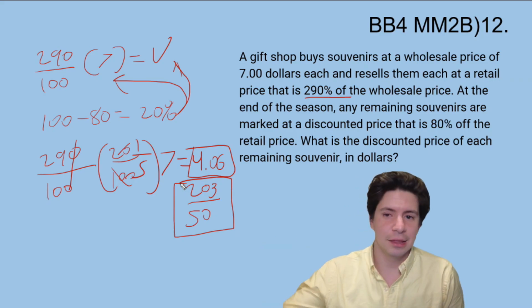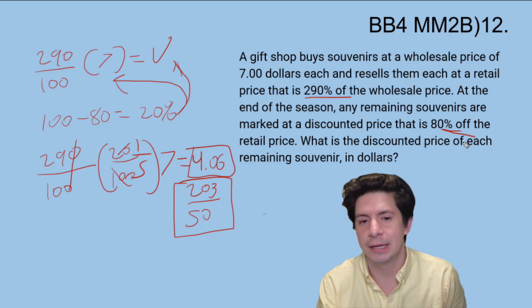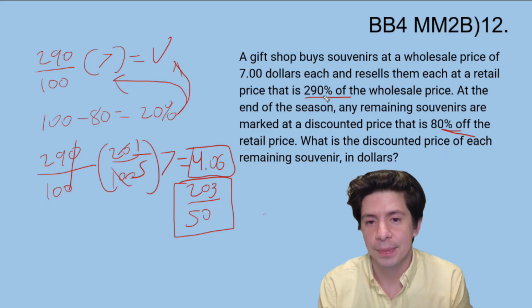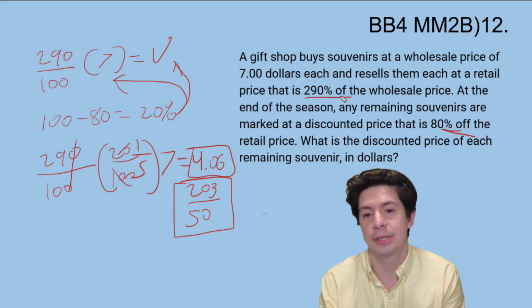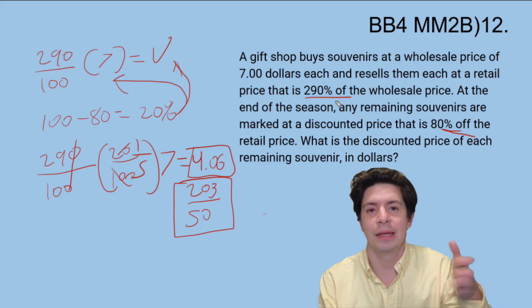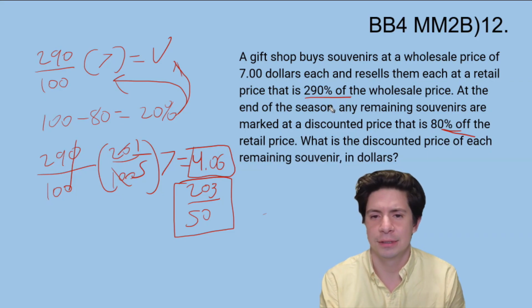So the trick, and the thing that threw me off one time, is that I just did 80% of. I didn't notice that it was 80% off. And what I've seen other students do is they'll do 290% more than the wholesale price, not 290% of the wholesale price. So you just want to be careful when you have percents that you're reading what type of percent they want exactly. Otherwise, it's not too bad of a question at all.